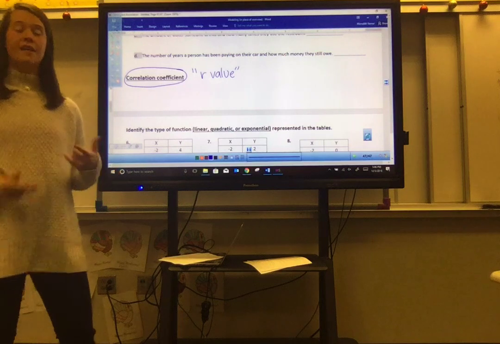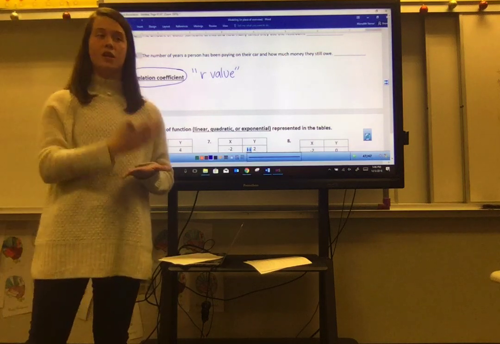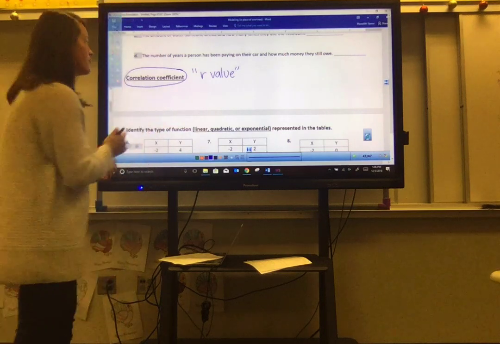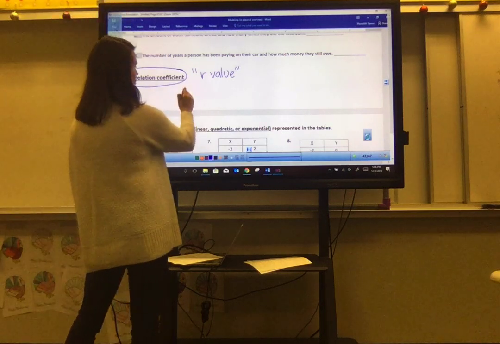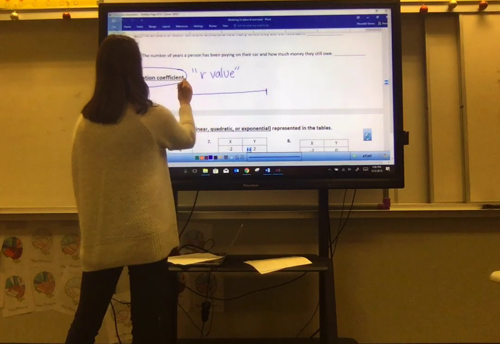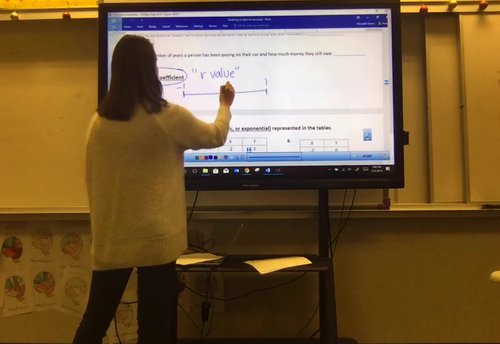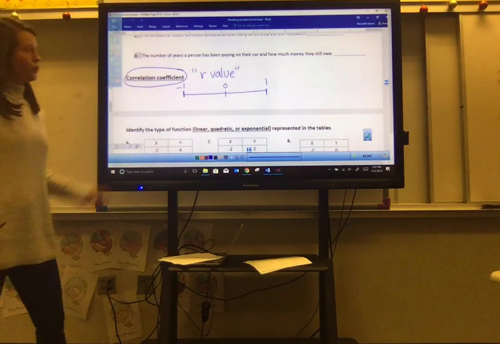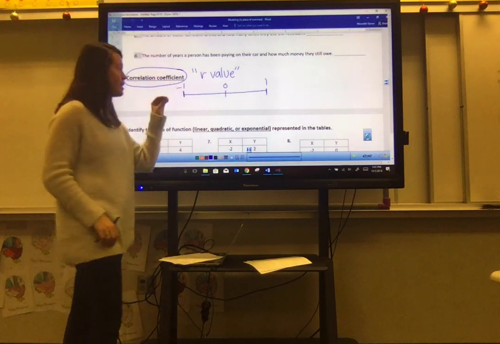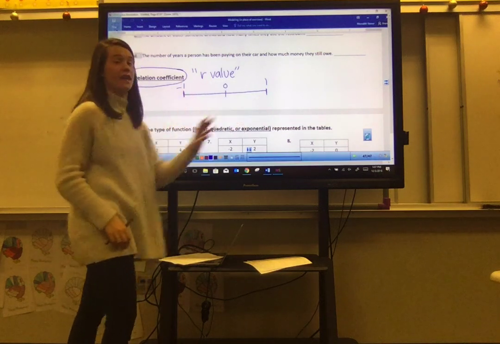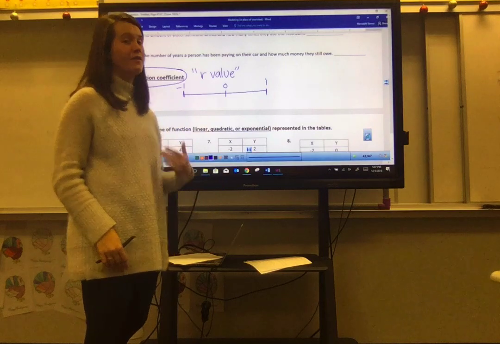This number tells us what we know about the correlation, whether it's positive or negative. So here's the way we're going to break it down. Here's your number line. You're looking at the numbers -1, 1, and 0. Your R value has to be between these values. It has to be between -1 and 1. It could never be over 1. It could never be bigger than 1.